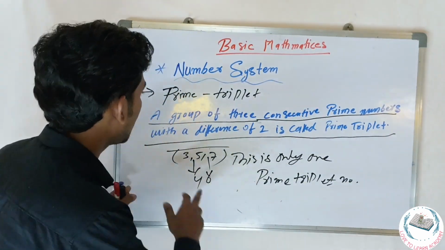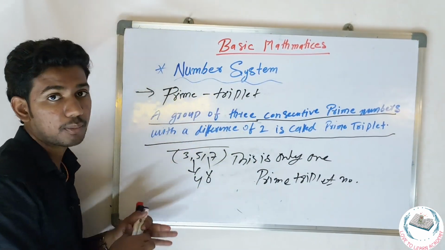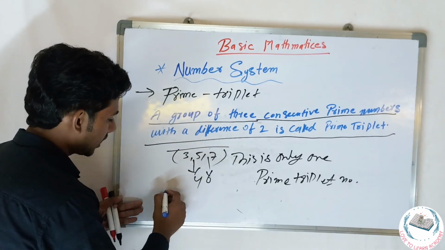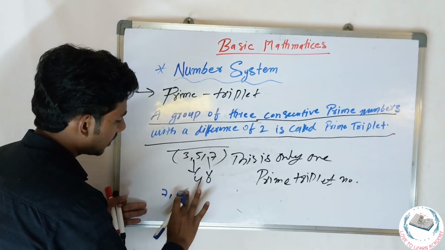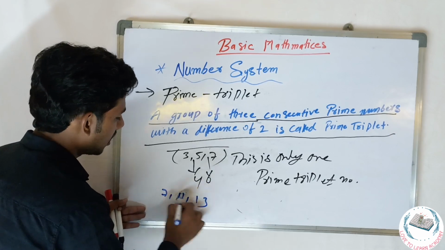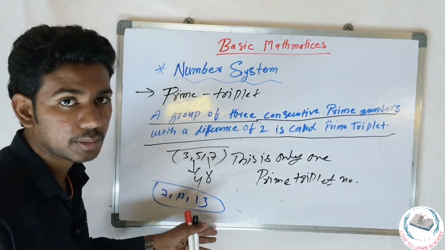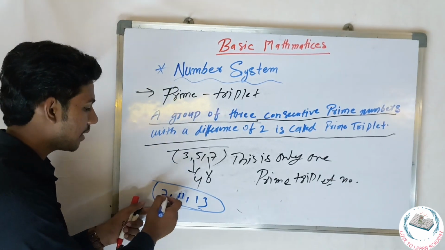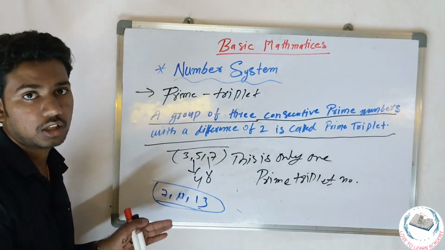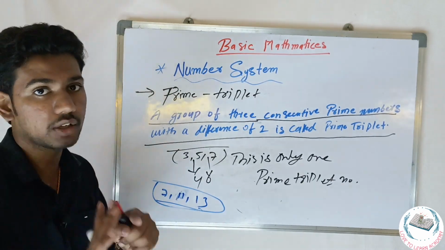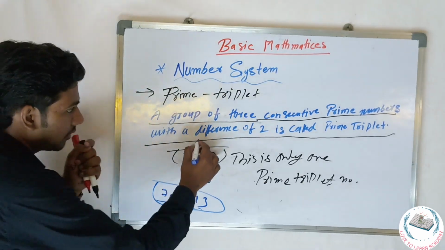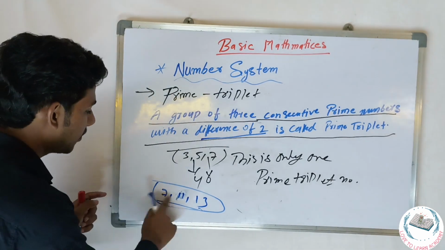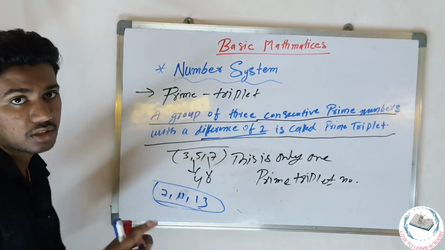Okay, I hope you understand prime triplet numbers. Let me take another example. If you take 7, 11 and 13, can you tell this is a prime triplet? No, because these are 3 prime numbers, but the difference between 7 and 11 is long. It's a lot different. You have to take only a difference of 2. A difference of 2 means there is only one number in between.